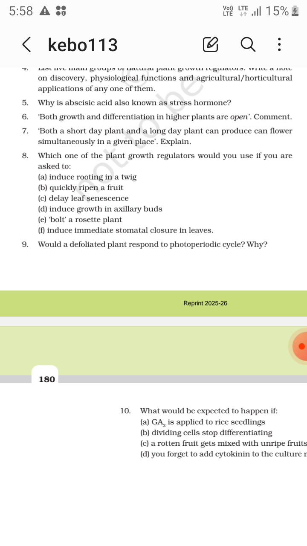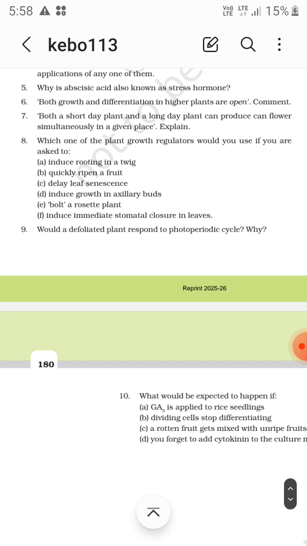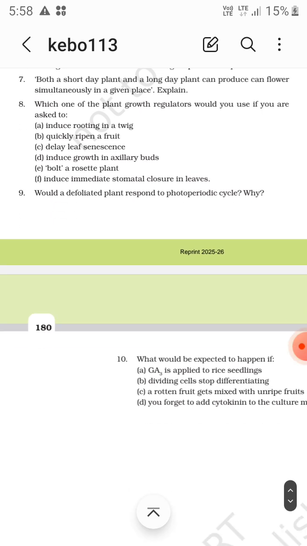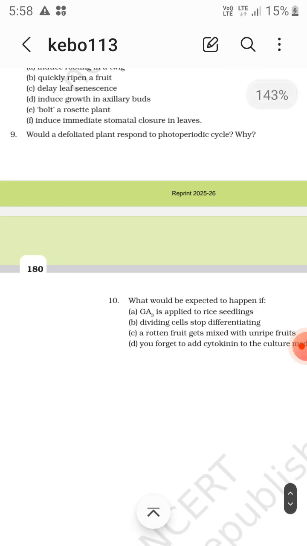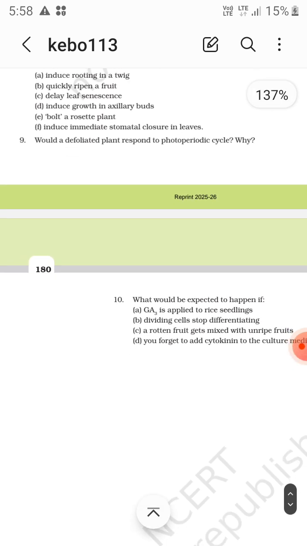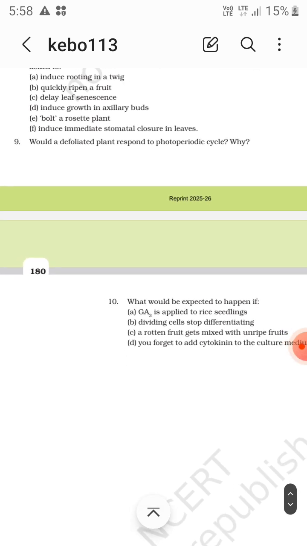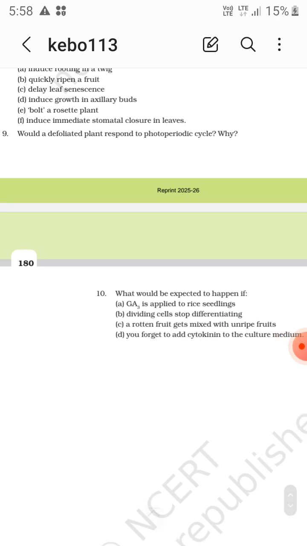Bolt a rosette plant, that is gibberellin. Induce immediate stomatal closure in leaves, that is abscisic acid. Would a defoliated plant respond to photoperiodic cycle? Why? I don't think so.